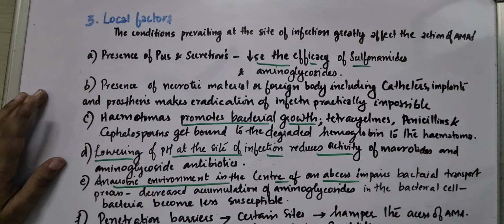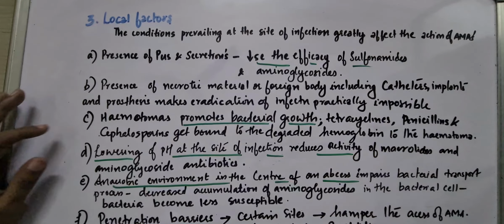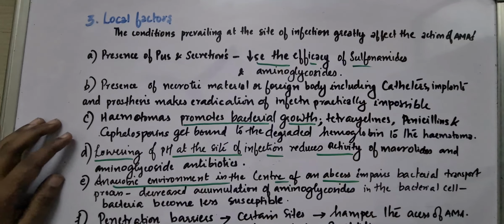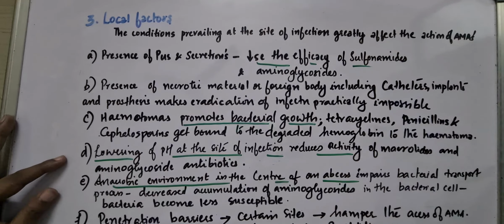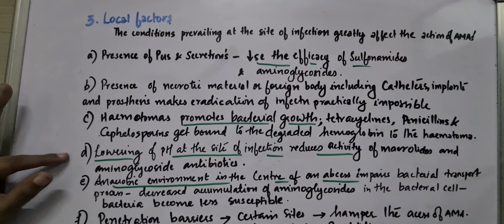Tetracyclines, penicillins, and cephalosporins get bound to the degraded hemoglobin in the hematoma. So this is the next factor that can affect the action of antimicrobial agents. Next one is lowering of pH at the site of infection. So if that happens, it will reduce the activity of macrolide and aminoglycoside antibiotics.